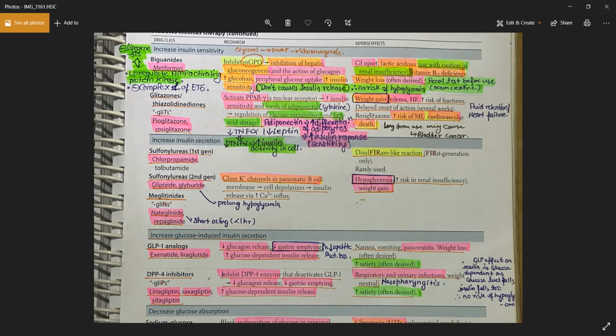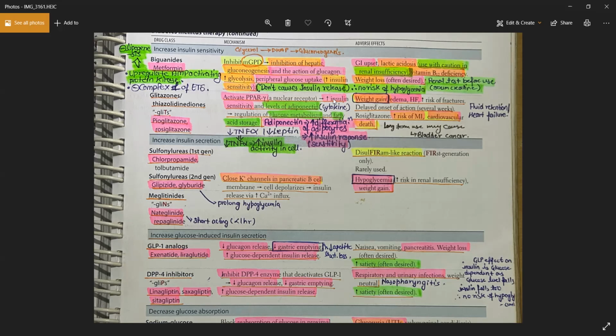So these five things are done by metformin: inhibition of gluconeogenesis, inhibition of glycogenolysis, promotion of glycolysis, promotion of peripheral glucose uptake, and inhibition of lipogenesis.